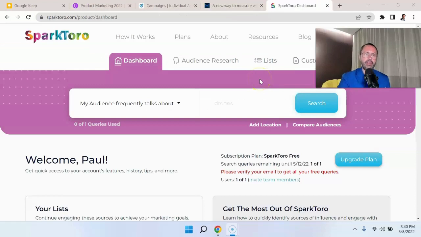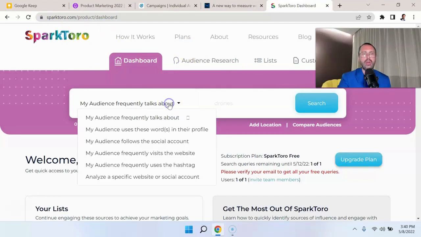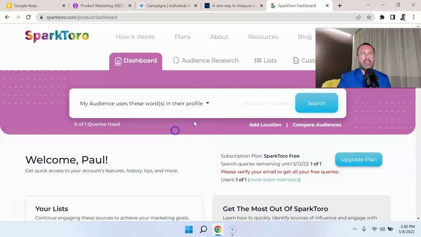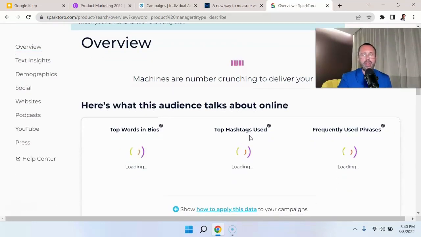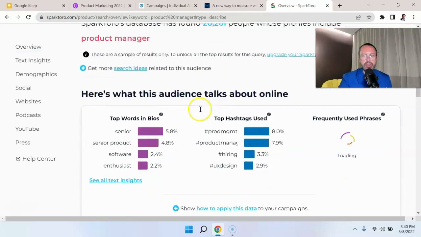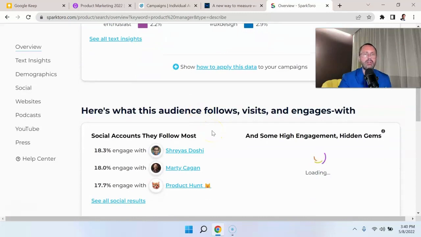I've mentioned numerous times in my other courses that one of the easiest ways to identify influentials or influencers is by using SparkToro. You can go in here and define who your audience is using various ways. So what they talk about, what they have in their profile, social accounts that they follow, websites that they frequent, etc. So what I'm going to have here is words that they use in their profile. So we can put in something here like product manager and do a search. And basically what SparkToro is going to spit out here is what are the brands, the social channels, the individuals, the websites that have a lot of clout with my target customers.